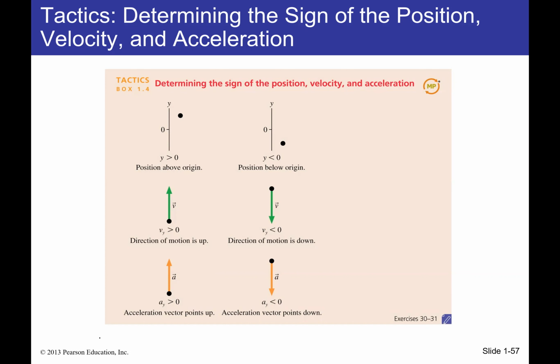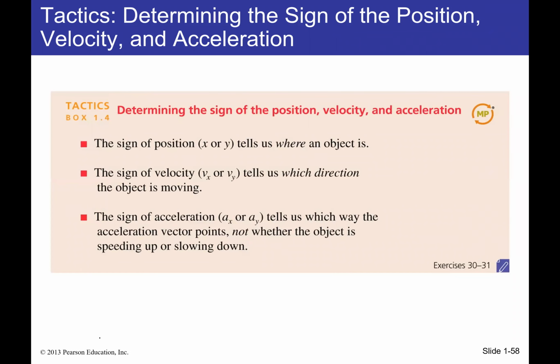Okay. So the sign of position, X or Y, tells us where an object is. The sign of velocity, Vx or Vy, tells us which direction the object is moving. The sign of acceleration, Ax or Ay, tells us which way the acceleration vector points, not whether the object is speeding up or slowing down.